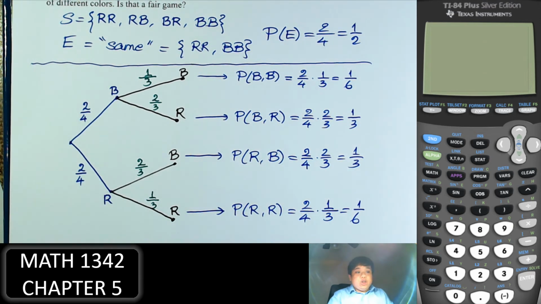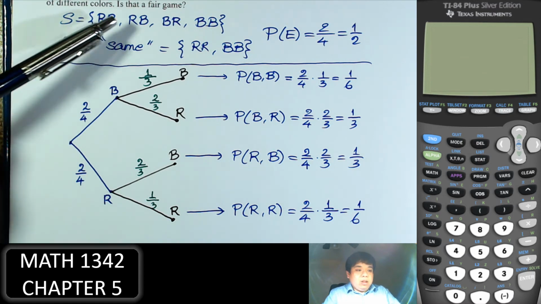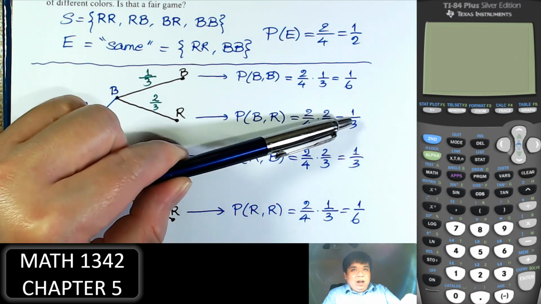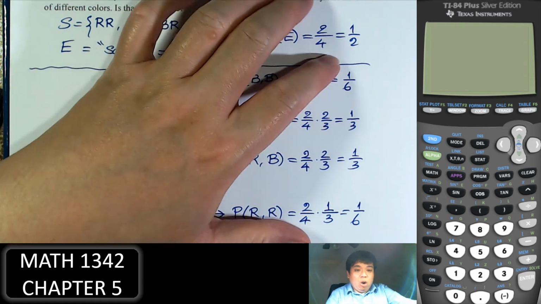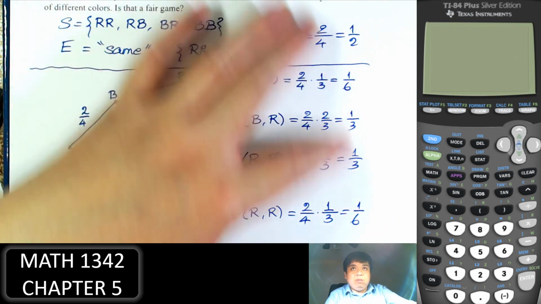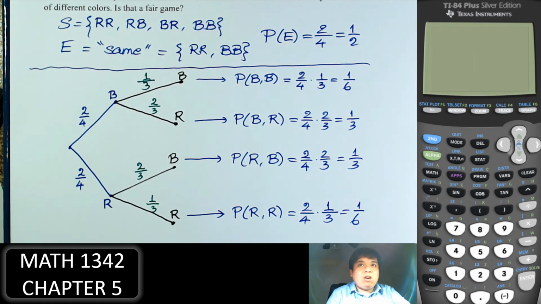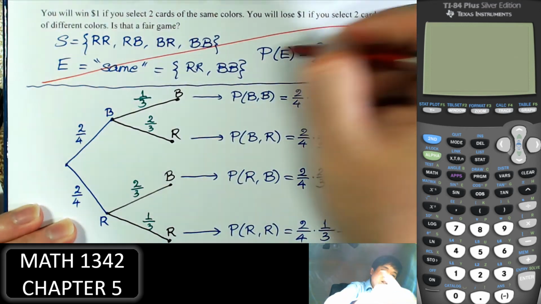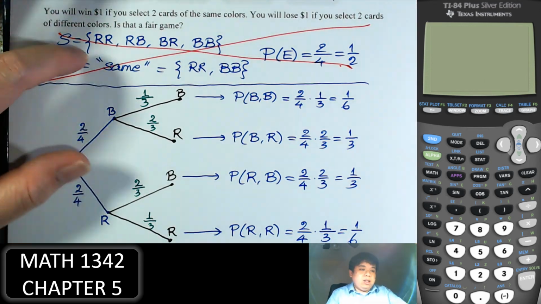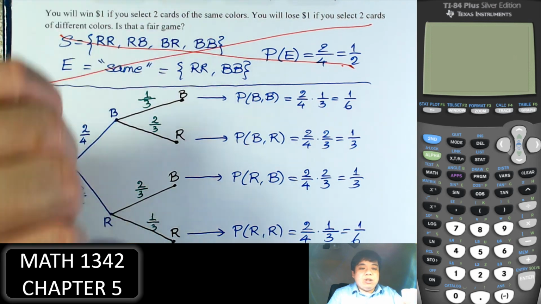So it's true that those are the outcomes. However, this is not an equally likely event because the probabilities of getting them are different. So this is not equally likely. So the classical method like this will not work. So that is wrong, because we don't have equally likely outcomes.